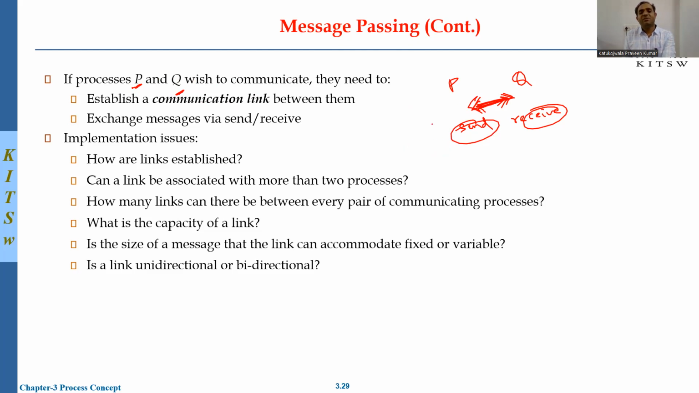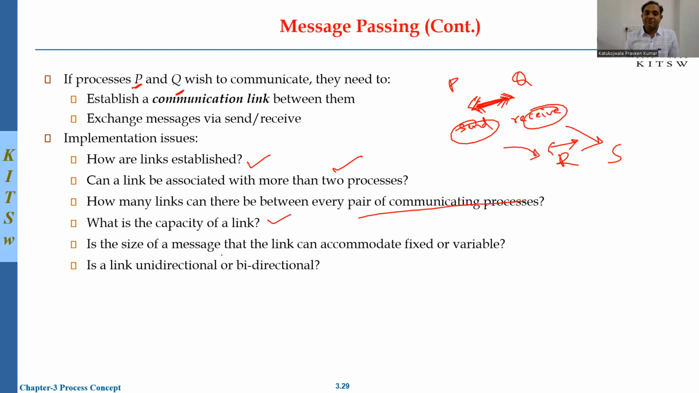So, implementation issues. Whenever sending messages, there will be some issues. The first one is how the links will be established. Can a link be associated with more than two processes? If you have P, Q, R, how are you going to communicate between them? How many links can there be between every pair of communicating processes? What is the capacity of a link, whether it is 2 processes, 4 processes, 6 processes, or n processes?